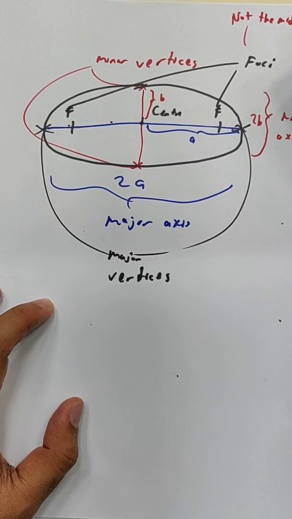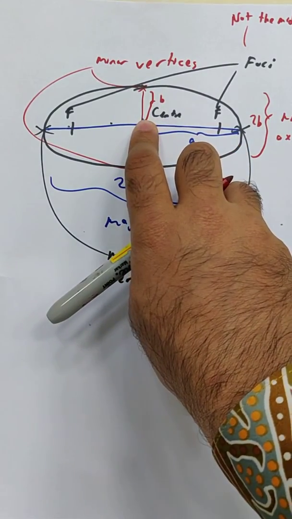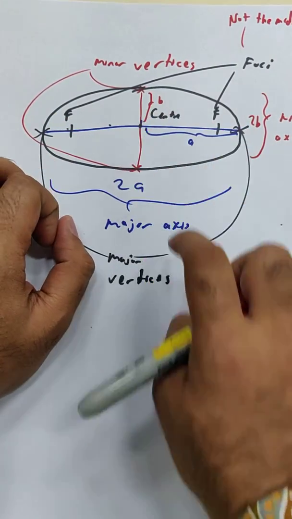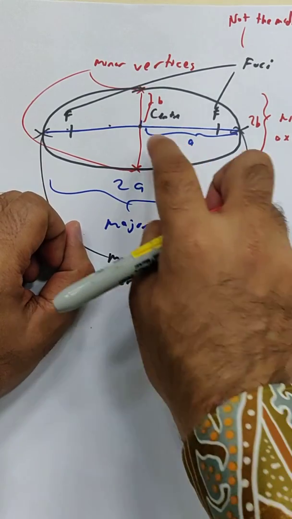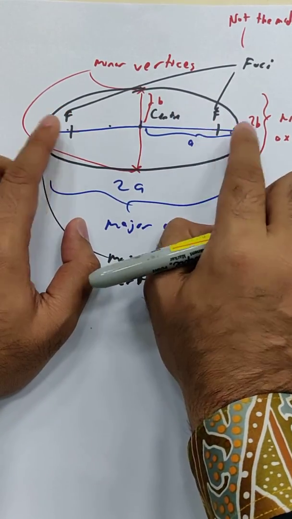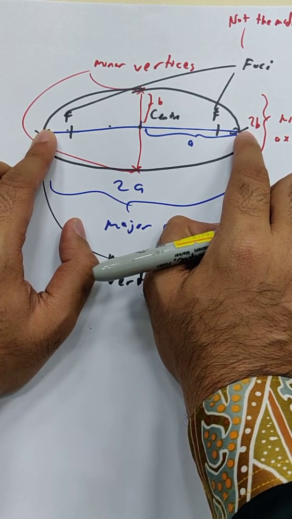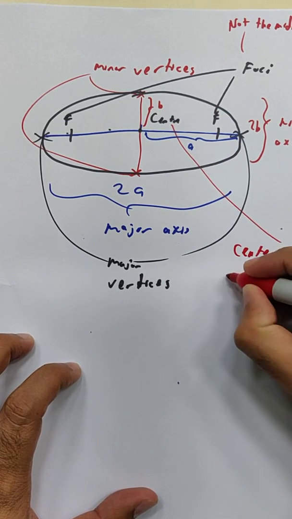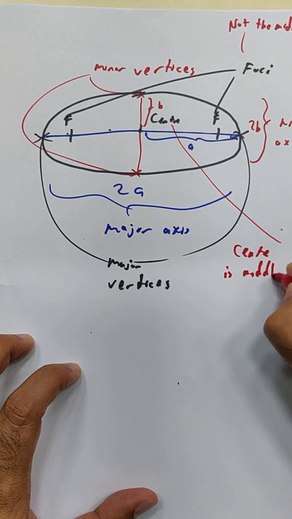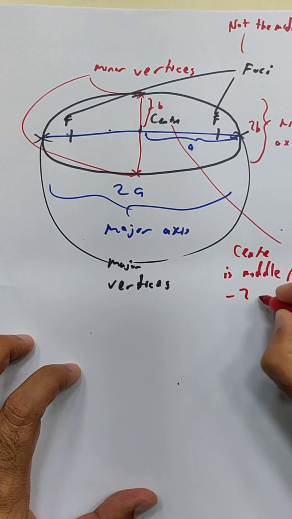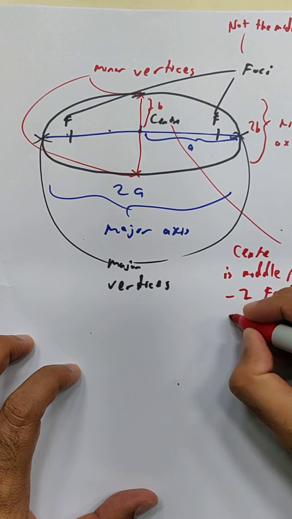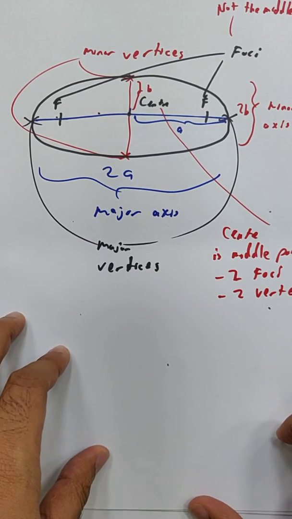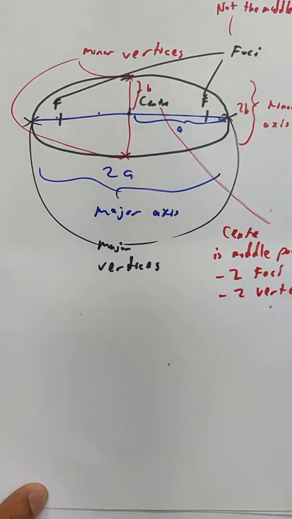But center is the middle point for the two vertex and also the foci. Understand? Center is the middle point for foci and the two vertex. Okay? So how do you find foci, sir?